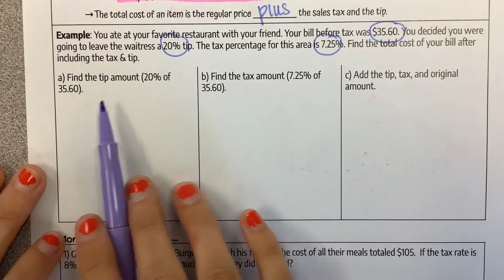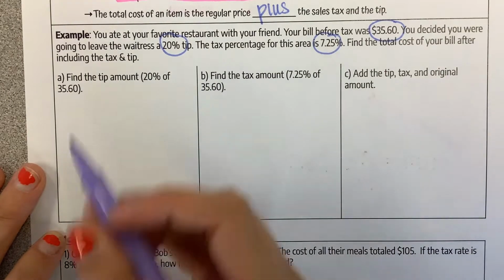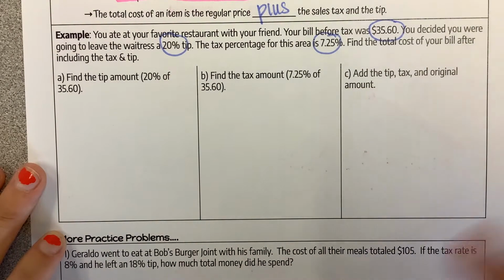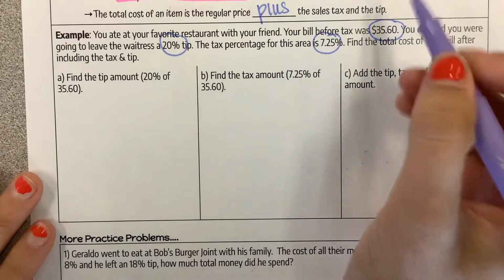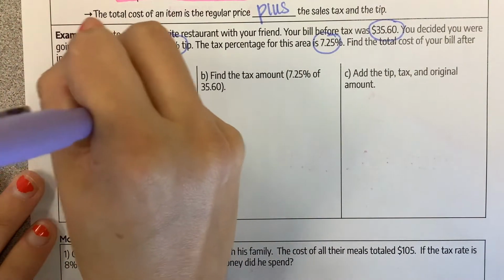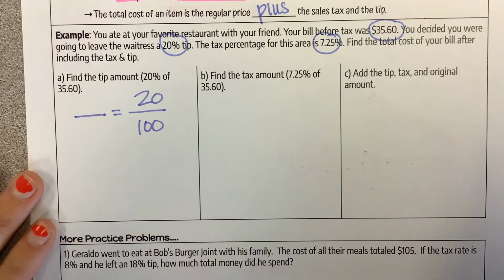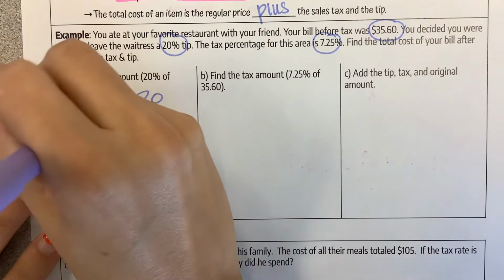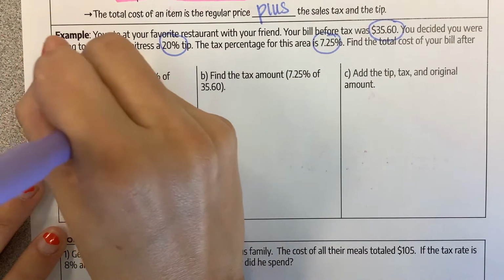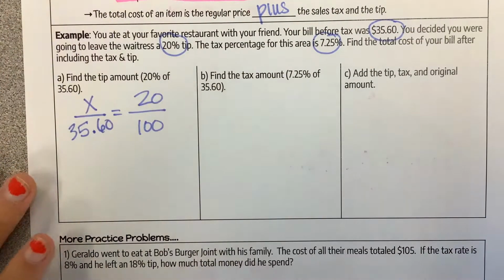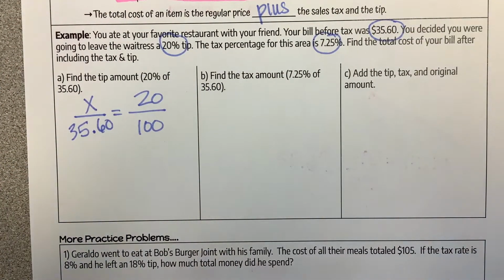So let's find the tip on that original amount, or you could have done tax first. Either one is fine. So if I find the tip, we're setting up our proportion, 20% for the tip out of a percent of 100. The total amount for the bill was $35.60. We are solving for that amount.